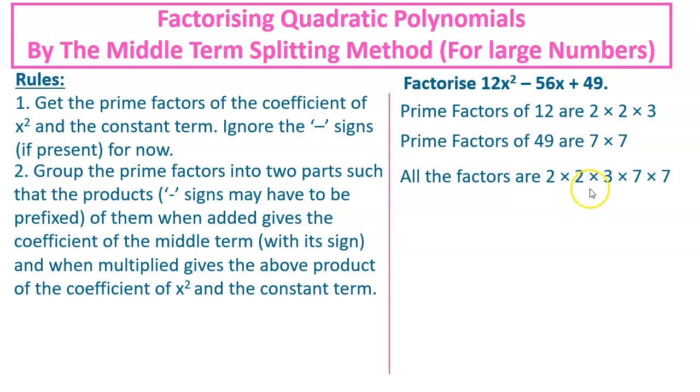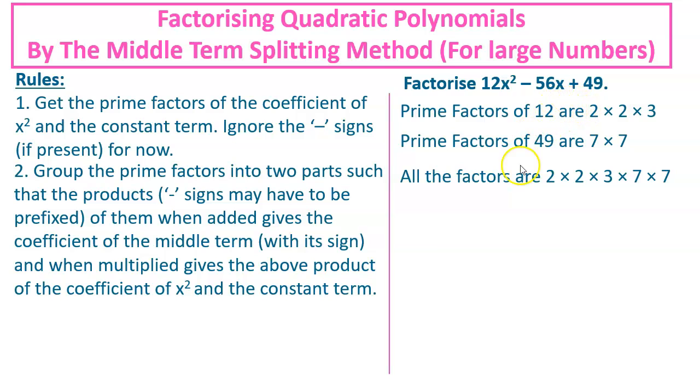You should be careful about this. You need not multiply these two numbers to get the actual product, but you should be aware of whether the product will be a positive number or a negative number. So these two parts, with the minus signs attached if necessary, should give us the coefficient of the middle term when added, and when multiplied should give us the product of the coefficient of x square and the constant term, along with the sign, obviously.